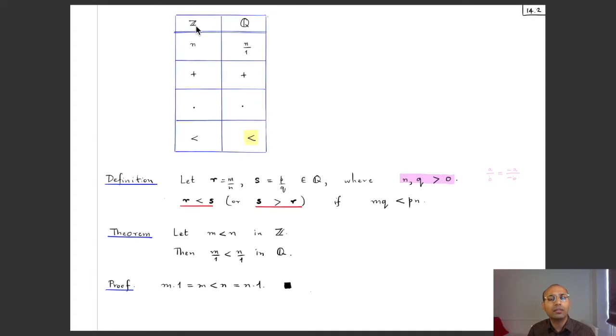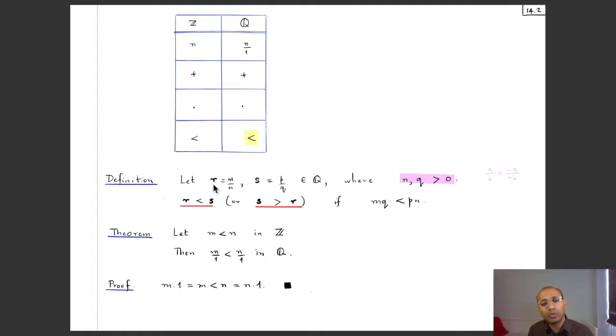We know that the set of integers can be considered as a subset of the rational numbers via this injective map, which sends an integer n to the corresponding rational number n by 1. And we have seen that this map preserves addition and multiplication, and now we'll show that it also preserves the order relation. So we'll define an order relation in Q, which is an extension of the order relation in Z. This order relation is defined like this.